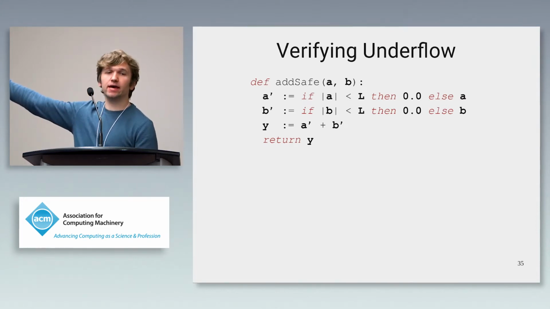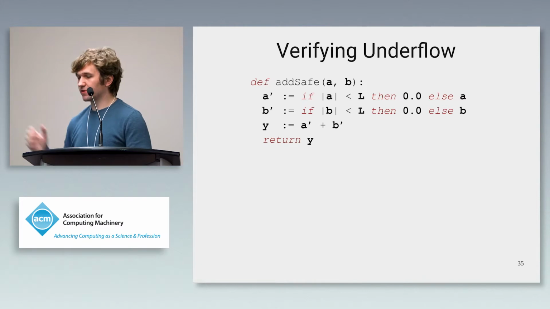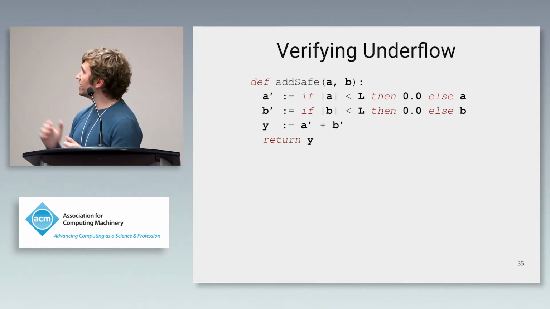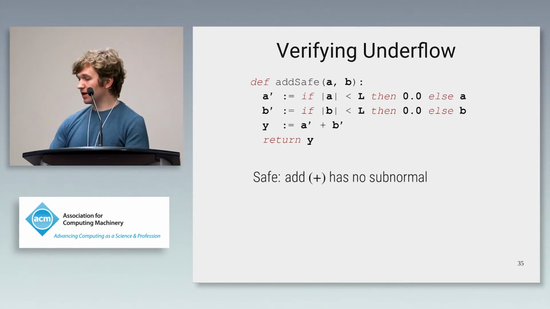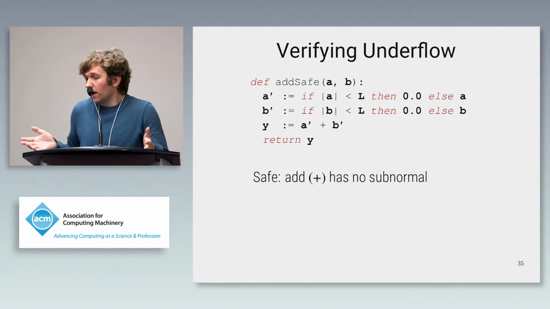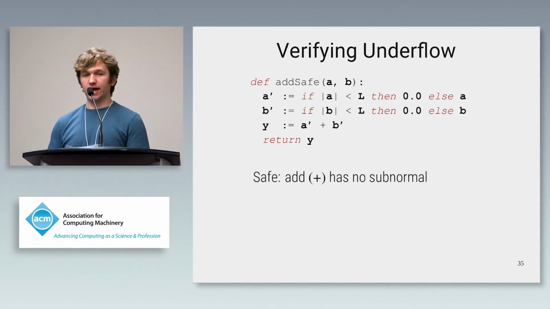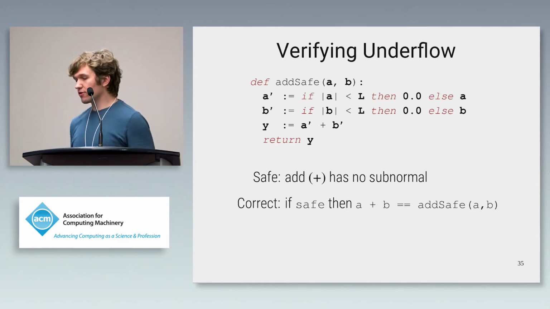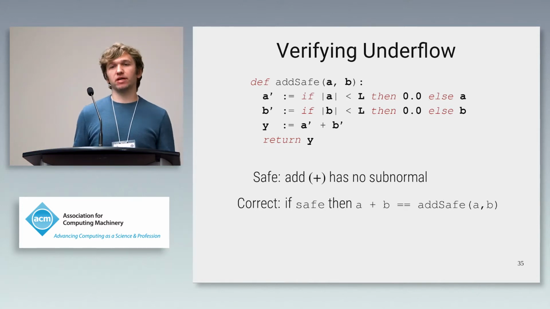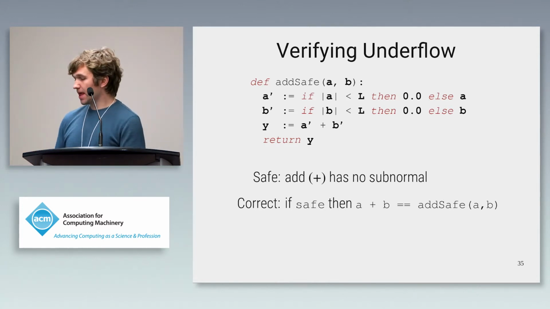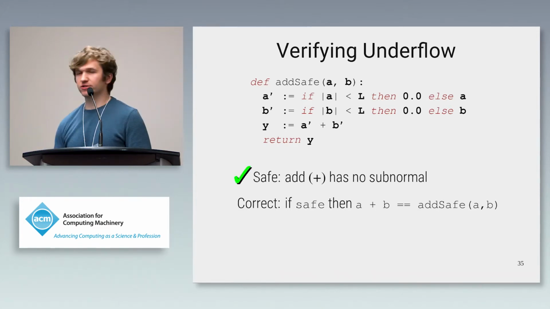Essentially just replace A with 0 if the magnitude's less than L, replace B if it's less than L, and perform the addition. Very simple. The safety property that we're looking for here is that this addition operation has no subnormals, and the correctness property is if it's safe, then we should get A plus B.